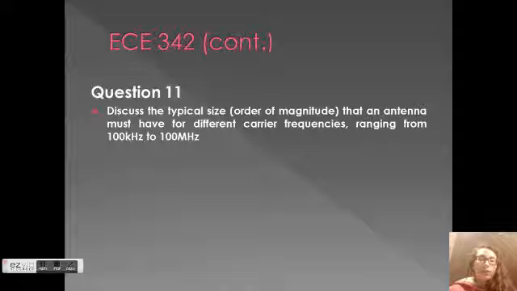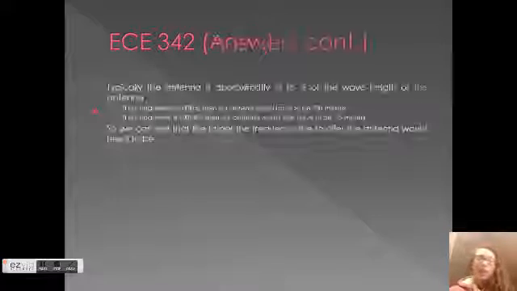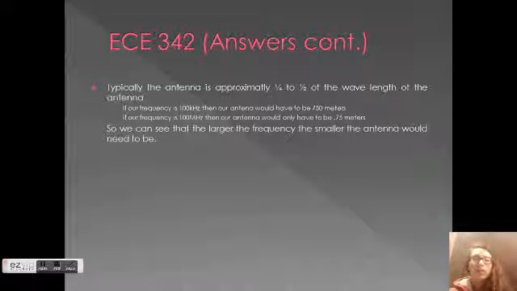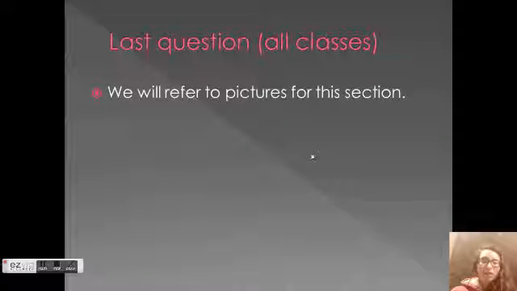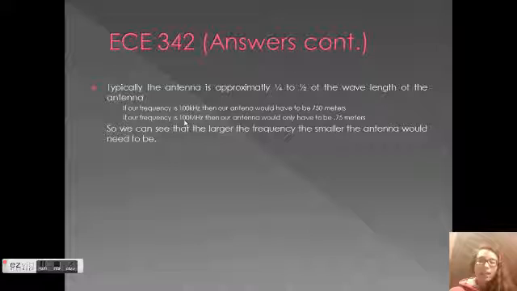Now for question 11, discuss the typical size, order of magnitude that an antenna must have for different carrier frequencies ranging from 100 kilohertz to 100 megahertz. So for this one, I just used 100 kilohertz and 100 megahertz for the example. And I said typically the antenna is approximately 1/4 to half of the wavelength. So if our frequency is 100 kilohertz, then our antenna would have to be 700 meters. Well, for me, I did a quarter of the wavelength, so it would be 700 meters.